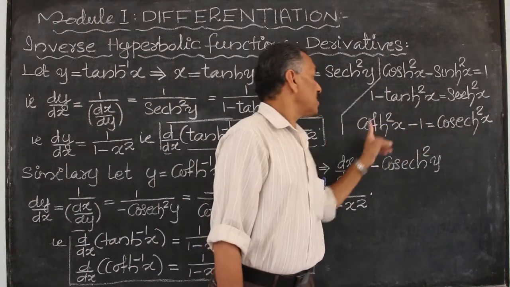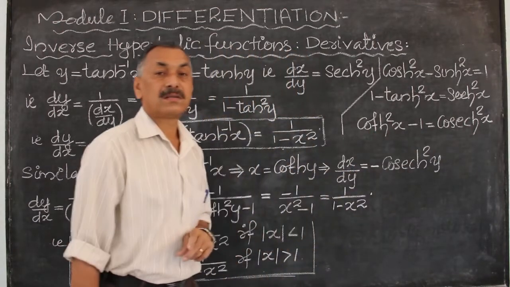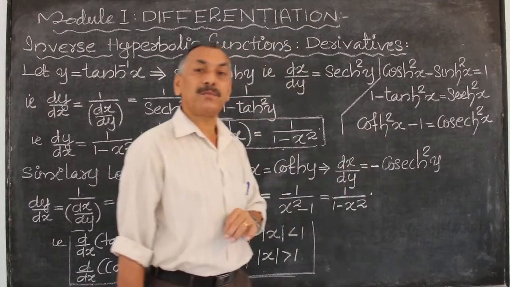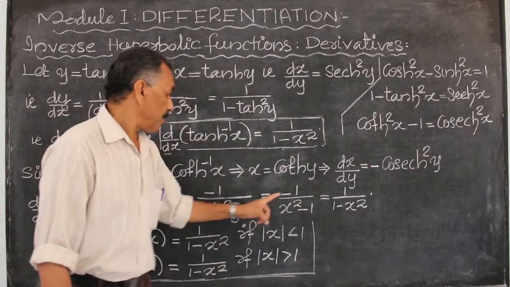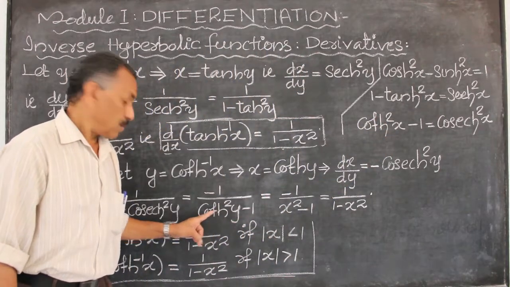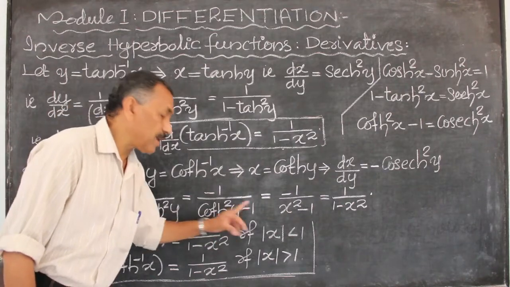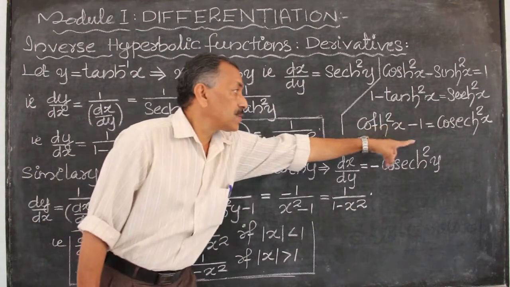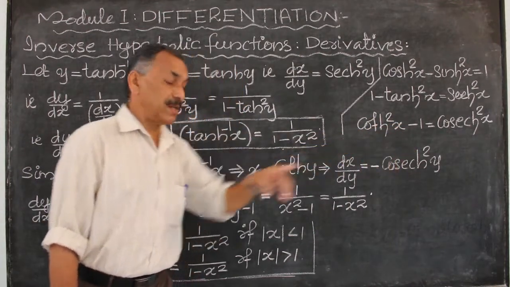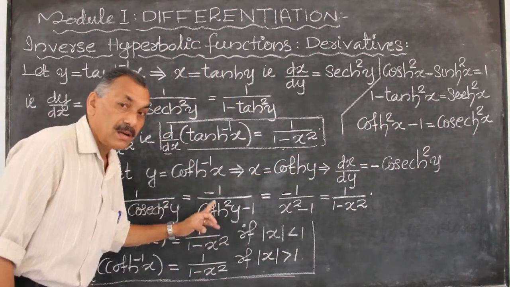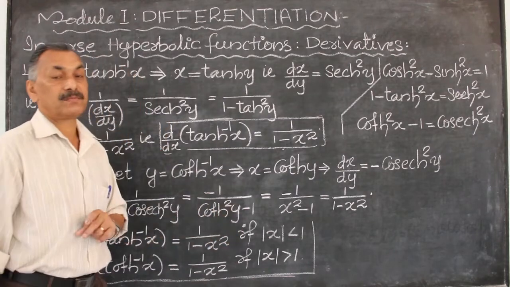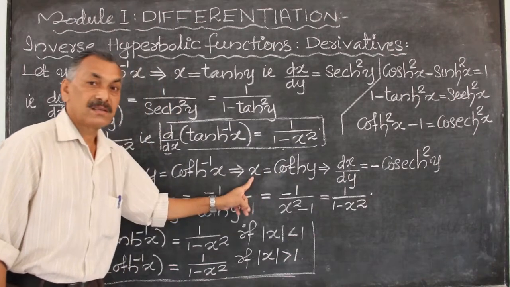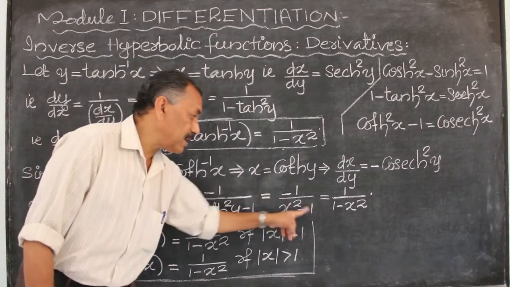What is cosech square y? Cosech square y is equal to coth square y minus 1. Then minus 1 divided by cosech square y is minus 1 divided by coth square y minus 1. What is coth y? Coth y is equal to x. That is minus 1 divided by x square minus 1.